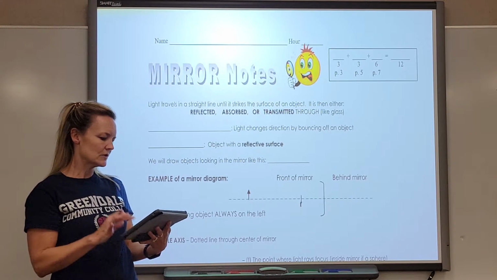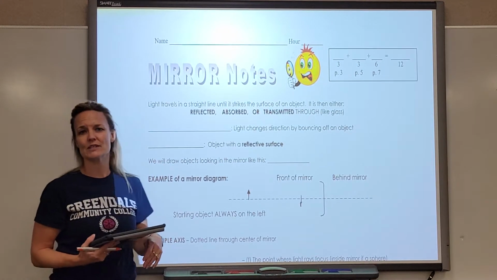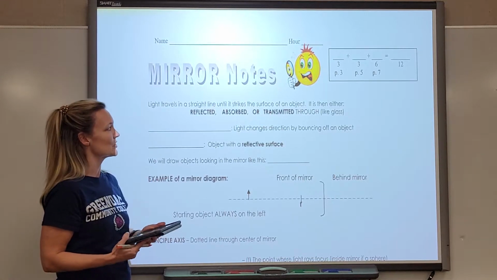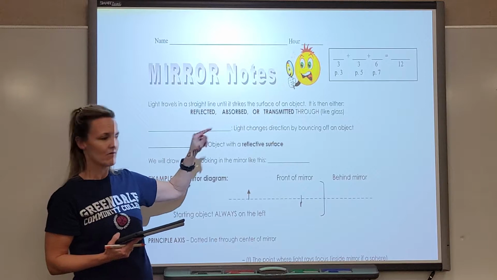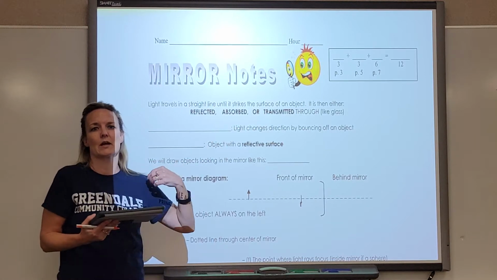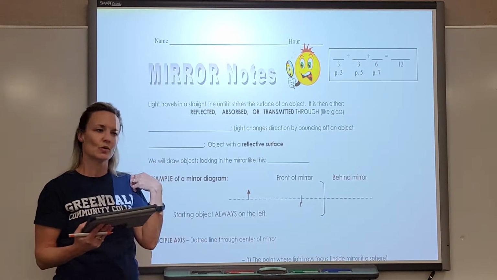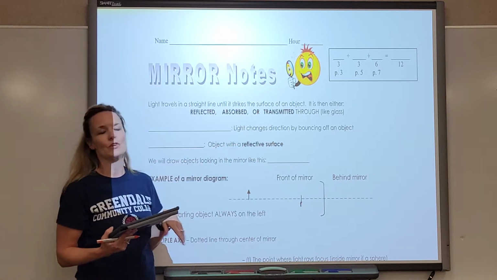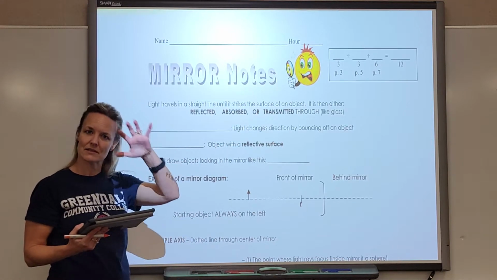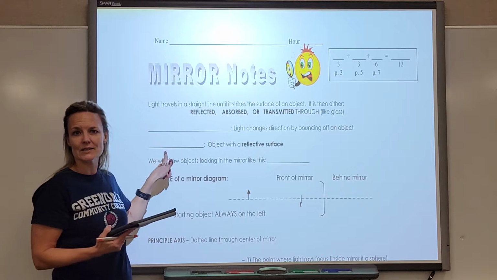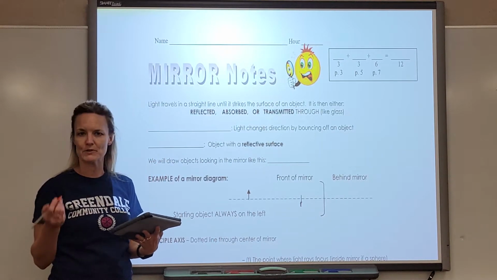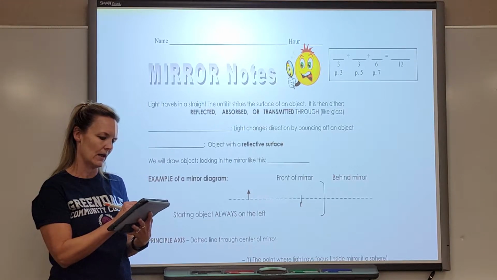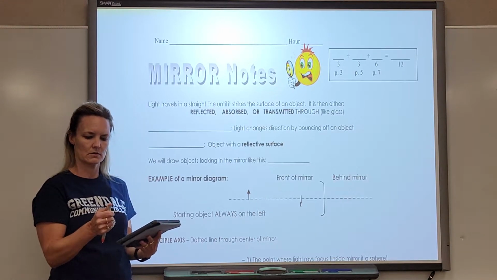sense to you. So, starting here, light travels in a straight line until it strikes the surface of the object. It is either then reflected, bounces off, absorbed, like when you're wearing a black shirt on a hot day, it absorbs that light, or transmitted through, which is like glass, lets the light go through. We are going to deal this week with things that reflect. When light changes direction by bouncing off an object, you have a reflection.